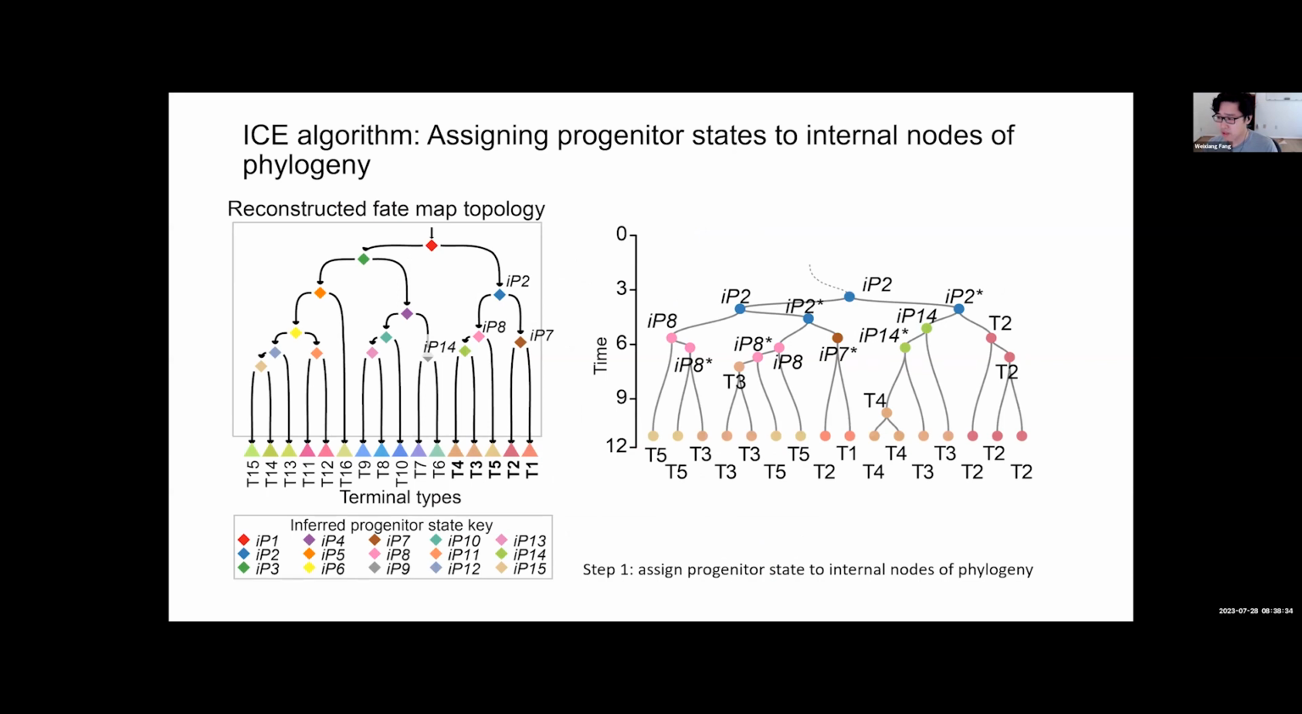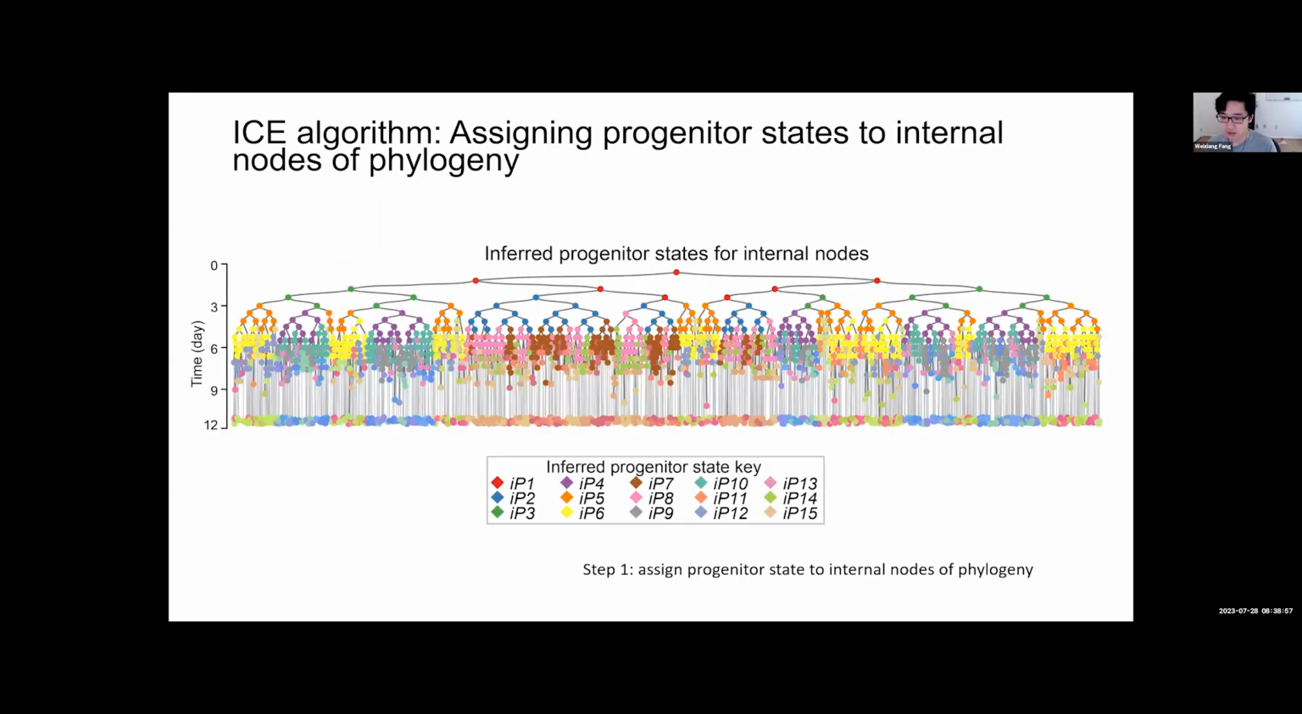So the ICE algorithm starts by assigning progenitor states to internal nodes of the cell phylogeny. And this is done by taking into account the overall topology that has been reconstructed. So instead of assigning the set of terminal cell types a cell can produce, we assign one of the inferred progenitor states to each node in the phylogeny. After this annotation, when we look at the phylogeny again, what we see is a series of lineage progression along the phylogeny. And this figure shows the assignment over the entire phylogeny.